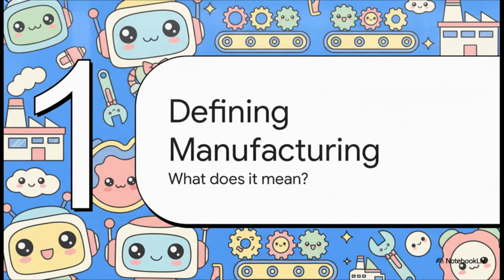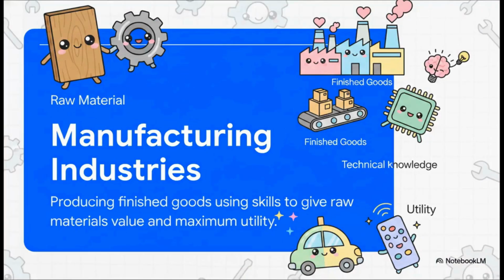Right, Section 1. Let's nail down exactly how we're defining manufacturing industries. Before we can really analyze global trends, we have to build a rock-solid foundation on what manufacturing actually means. Basically, manufacturing industries represent the process of producing finished or semi-finished goods using technical knowledge and skills to give raw materials a value and maximum utility.